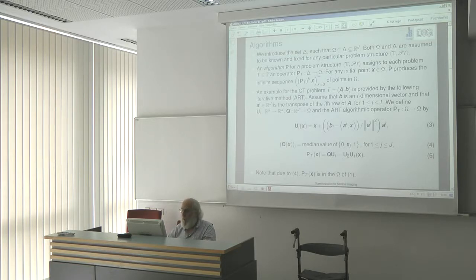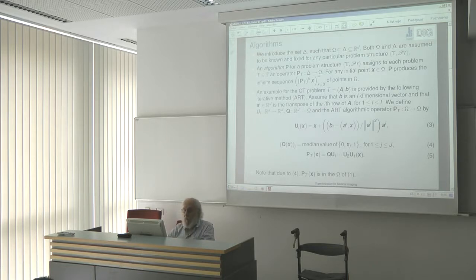And so if you start with an x in omega, and you keep applying this iterative step of the algorithm, you get an infinite sequence of images. So you start with x, which is your initial image, and you keep applying the algorithmic step to x an infinite number of times, and that gives you a sequence of images.